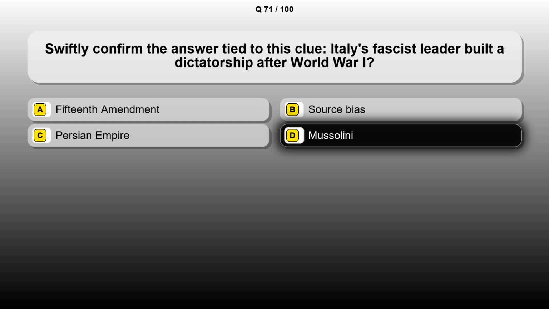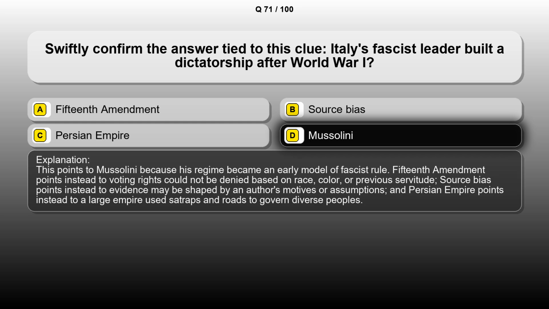The correct answer is option D, Mussolini. This points to Mussolini because his regime became an early model of fascist rule. 15th Amendment points instead to voting rights could not be denied based on race, color, or previous servitude. Source bias points instead to evidence may be shaped by an author's motives or assumptions, and Persian Empire points instead to a large empire used satraps and roads to govern diverse peoples.